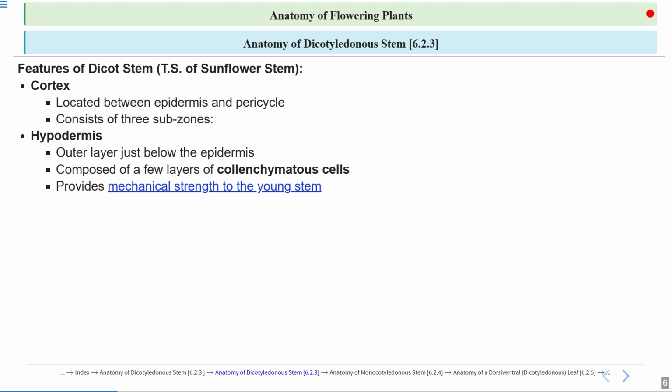Very, very important point, so it can be asked in the examination. This hypodermis is made up of collenchymatous cell or sclerenchymatous cell or parenchymatous cell? There can be multiple statement questions, and one of the statements could be about the hypodermis. So you have to remember which type of cells the hypodermis is made up of and what its function is. Its function is to provide mechanical strength, right? Okay, let's move forward.